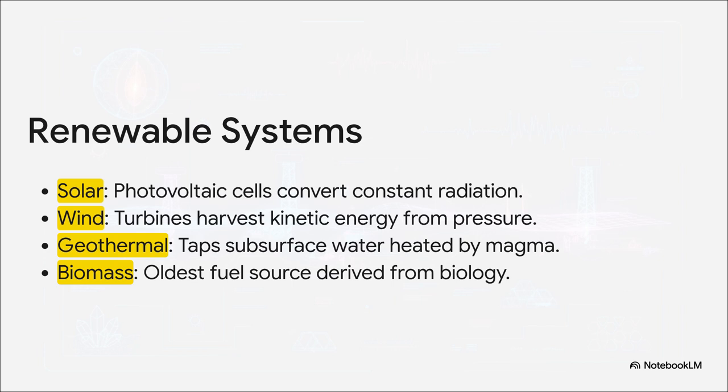But wind turbines, they harvest kinetic energy from atmospheric pressure differences, which means because the sun unevenly heats the earth and creates that wind, power is actually just an indirect form of solar energy. The same goes for biomass, our oldest fuel source like wood and biofuels. It's simply recently stored solar energy in plants, though keep in mind burning it does release CO2 back into the atmosphere. The one major outlier here is geothermal energy. Geothermal completely bypasses the sun to tap directly into subsurface water that's been heated by the Earth's own internal magma and core.